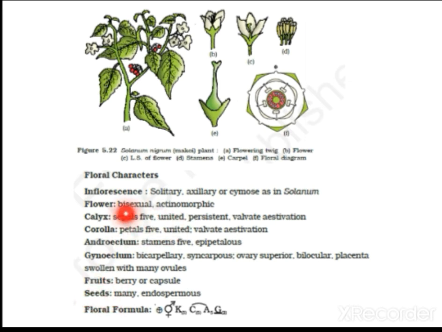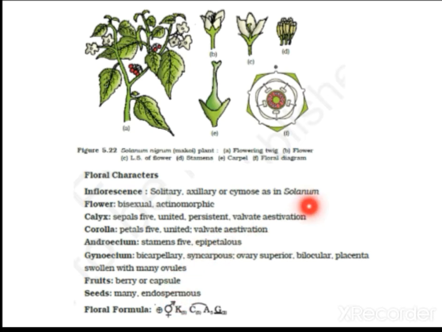Actinomorphic, can you see, and the flower is bisexual, that's why this symbol has been given. Sepals 5, united, that's why it has been given like that. So that is the calyx, K, 5 united. Then the corolla, that is petals 5 united, you see C, 5, they are united, that's why brackets have been given.